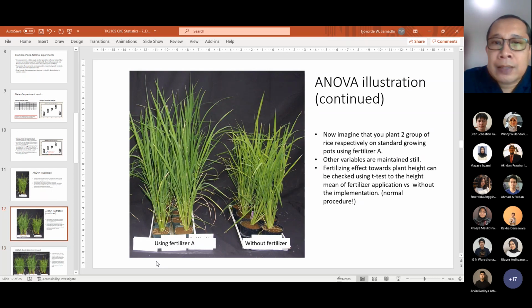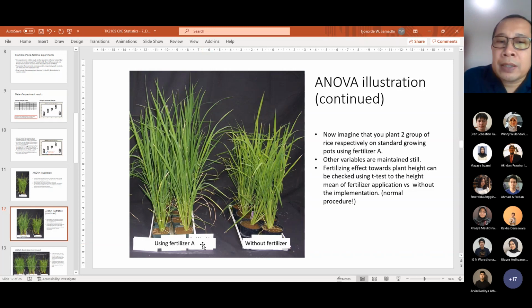Now, let's say that this is an easy case to imagine. Let's say that we have 2 groups of rice paddies. On the right hand side here, these rice paddies are grown without using any fertilizer. And the one on the left hand side, this batch of rice paddies uses fertilizer number A. We assume that all other conditions are equal: lighting, soil characteristics, watering, and so on.